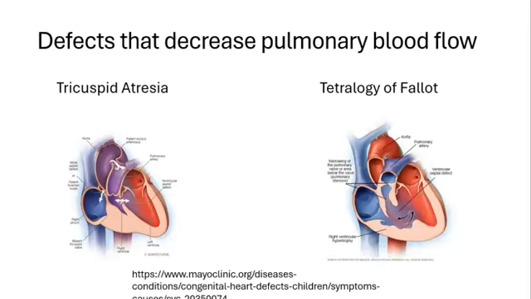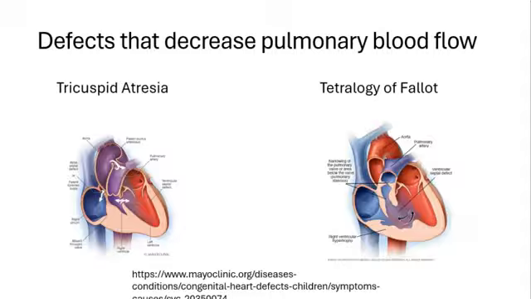Next up, we have defects that decrease pulmonary blood flow. Our first one is tricuspid atresia. These types of defects cause right to left shunting. So with defects that decrease pulmonary blood flow, think the blood is bypassing the lungs. It goes to the body without any oxygen. So be watching for cyanosis.